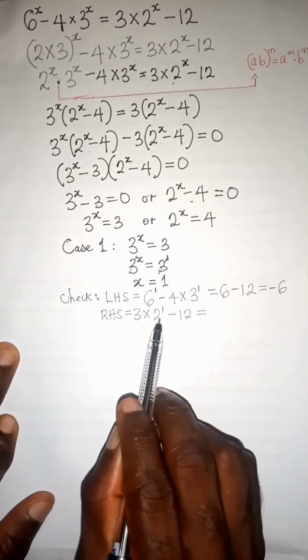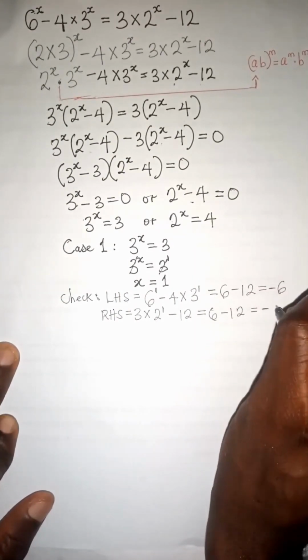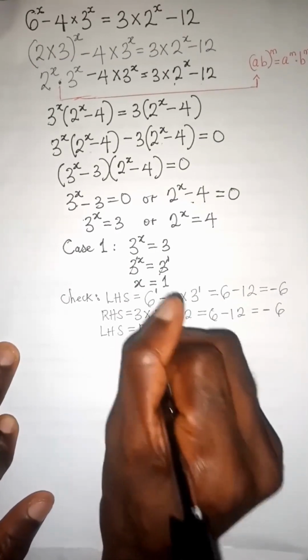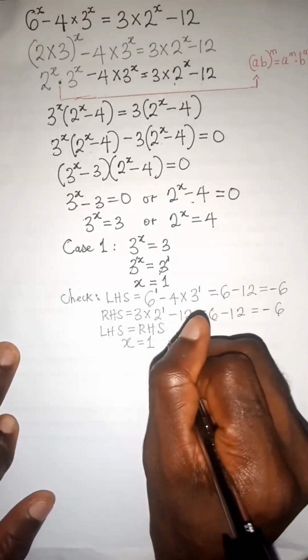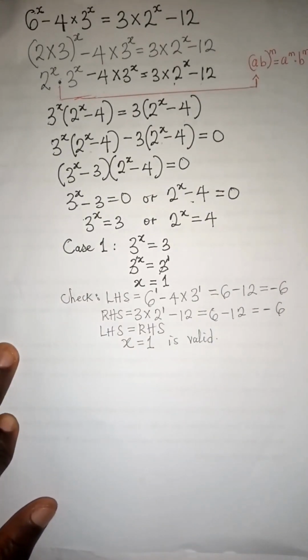Now 3 times 2 to the power of 1 is 6, so 6 minus 12 is also negative 6. So in this case, the left hand side is the same thing as the right hand side, meaning that x equals 1 is valid. It's a solution to the equation.